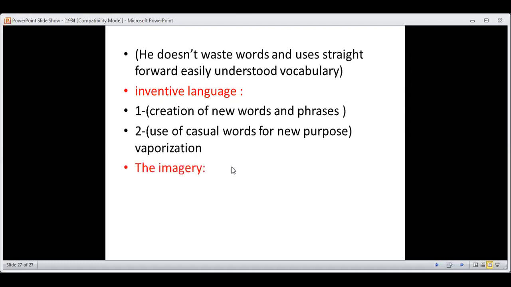Regarding the imagery, you will find that the imagery is actually clear and precise. He doesn't use symbolism. The language is not symbolic. Unlike some people who say that the language is full of symbolism in its animal form. But not in animal form.